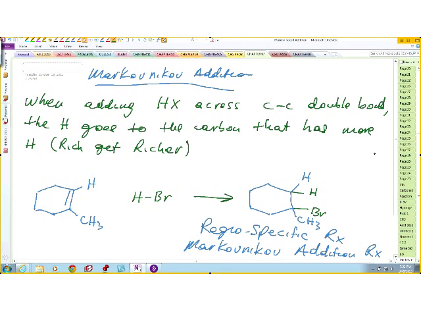What if they were both CH3? What if they both had the same amount of hydrogen? Then you get a mixture. You get a mixture of products.